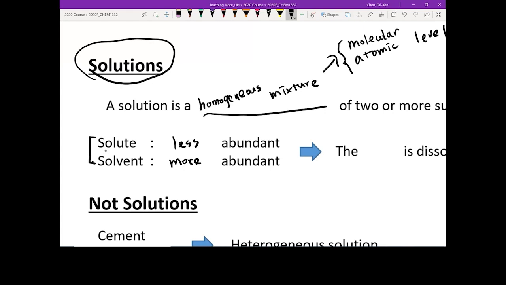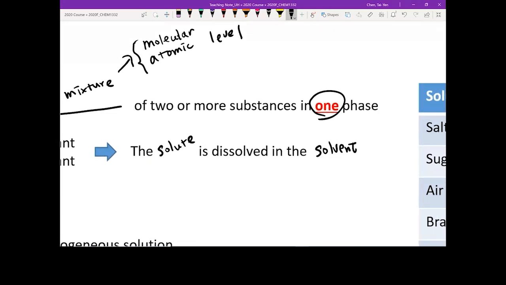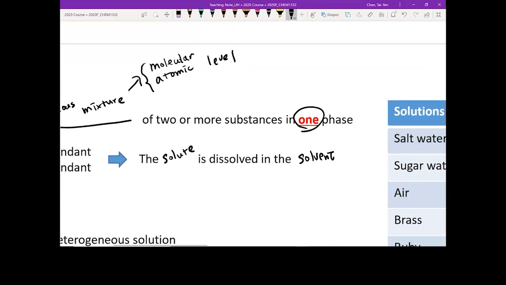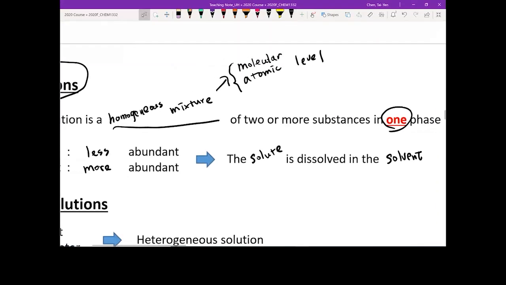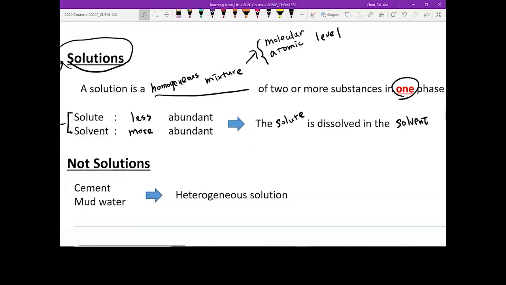When you have solute plus your solvent and form a homogeneous mixture, you've got your solution. And then we always say the solute is dissolved in the solvent. So that's how we define solutions. The very simple definition is: you have your solute, you have your solvent, you blend them together, and they form a homogeneous mixture at the molecular or atomic level. We call it a solution.